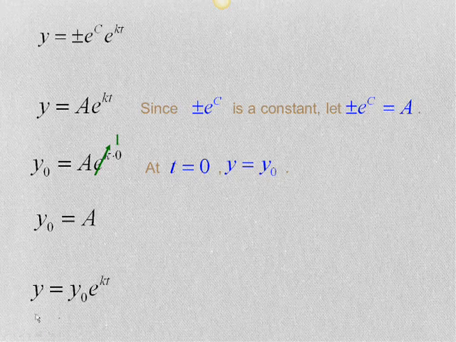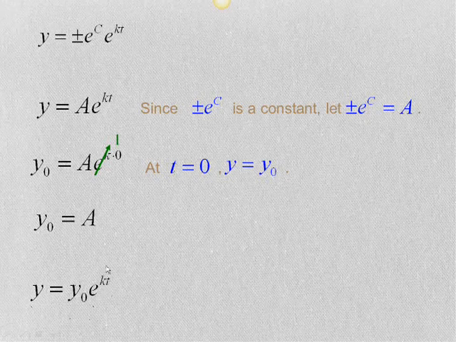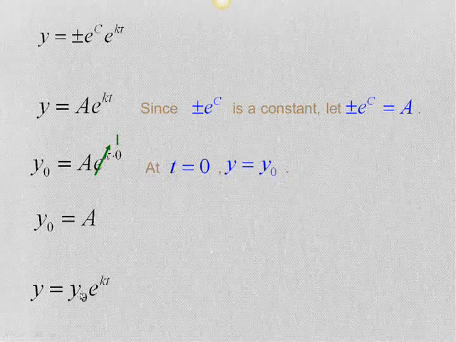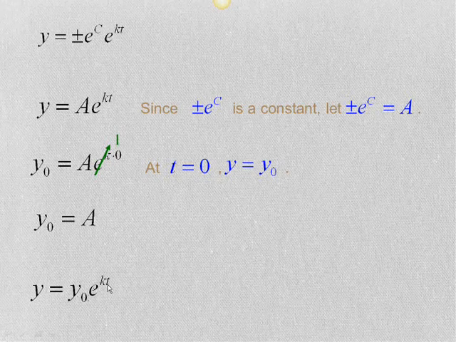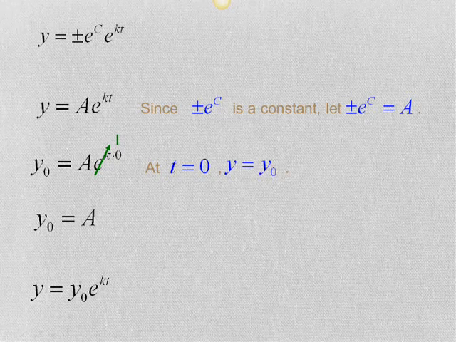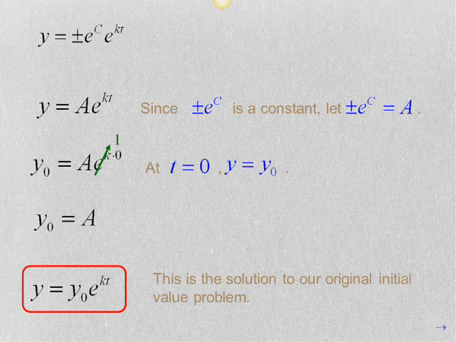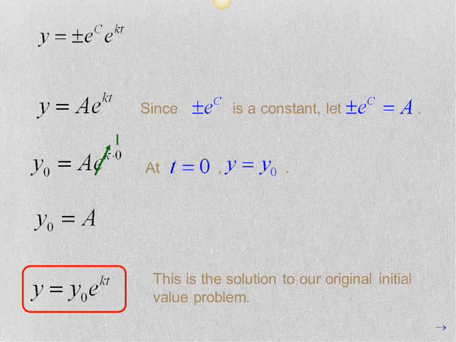This should actually look pretty familiar. Doesn't this look like your PERT formula? Pe to the rt. Pe to the rt is a solution to that differential equation dy/dt is equal to ky. So that's the solution to our initial value problem.